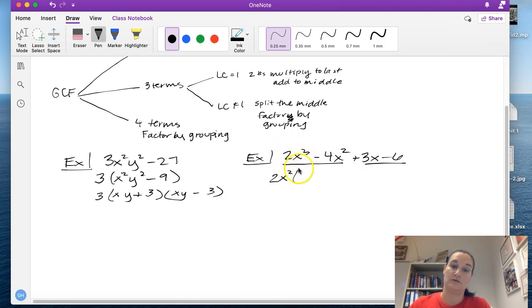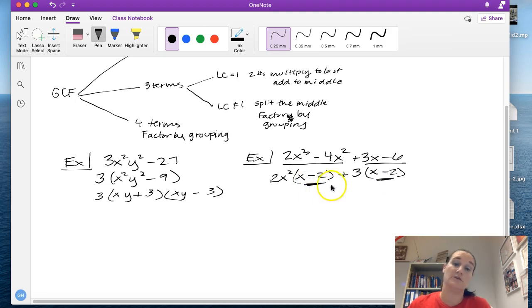If we take a 2x squared out of this, we get x. If we take a 2x squared out of this, we get 2 left over. All the x's go away. Then we do the same thing with the last 2 terms. We look for a GCF there. The GCF of those is 3. And then when we divide it out, we get x minus 2. These 2 should be the same.